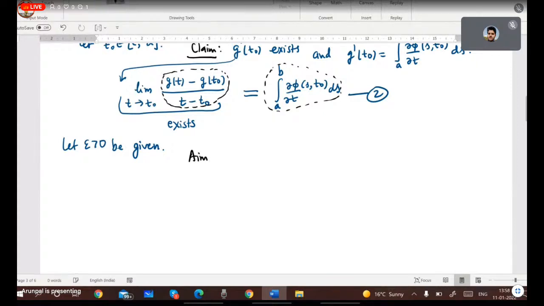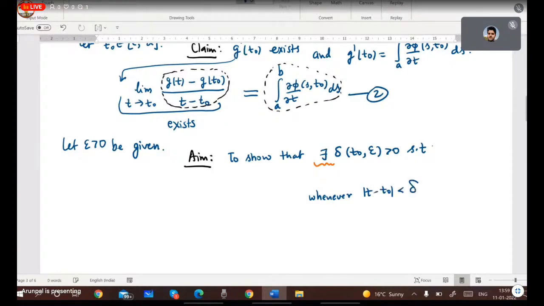then our aim is to show that there exists some delta which depends upon t naught and epsilon, such that, class, whenever mod of t minus t naught is less than delta, we should have the difference of this function with this limiting value to be less than what, class?